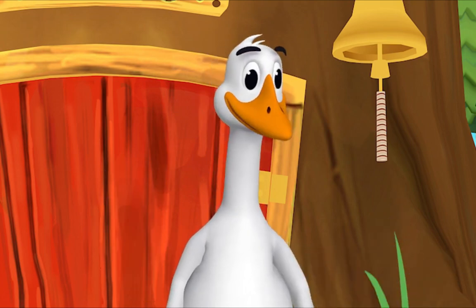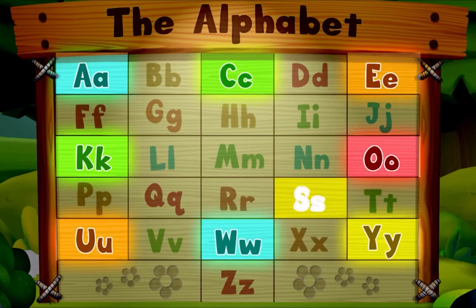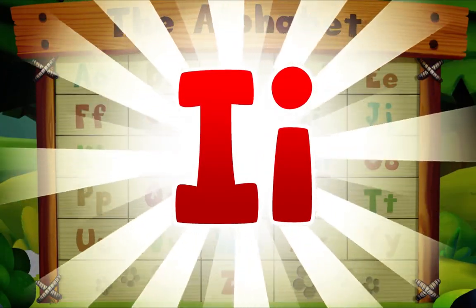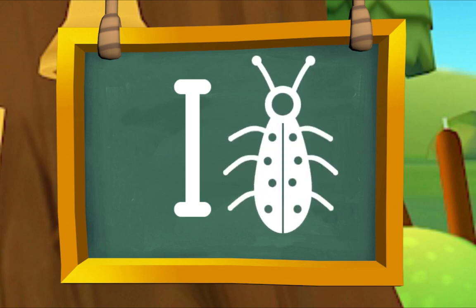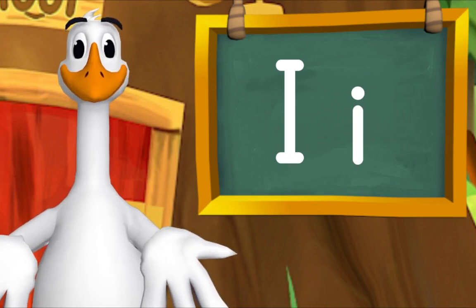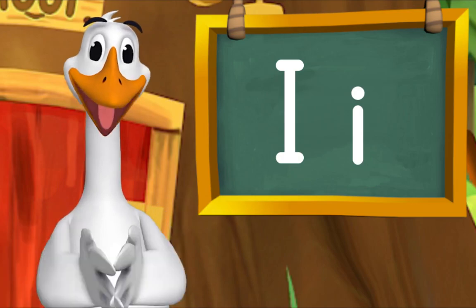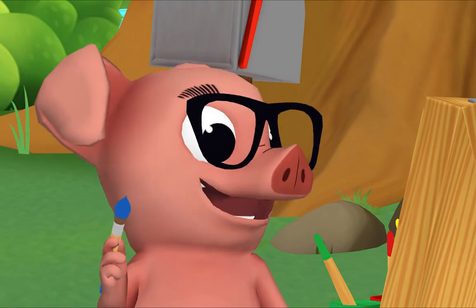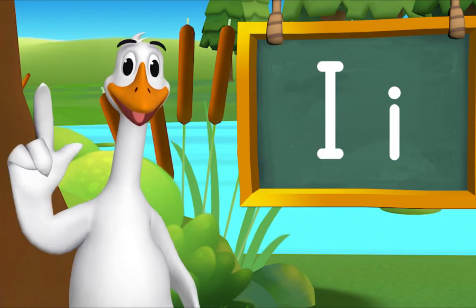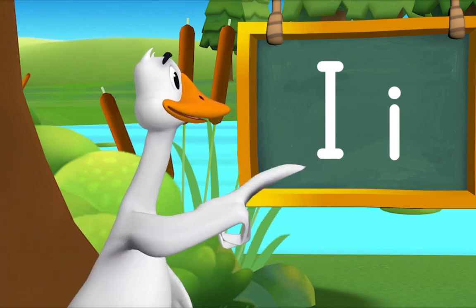Let's check the letter board. Today's letter is I. I makes the sound I in insect. Pig, repeat after me. I, I, insect. Now you try. I, I, insect. Well done. Ooh, that gave me an idea. I'm going to paint an insect. That's an excellent idea. Let's try to think of more things that begin with I.